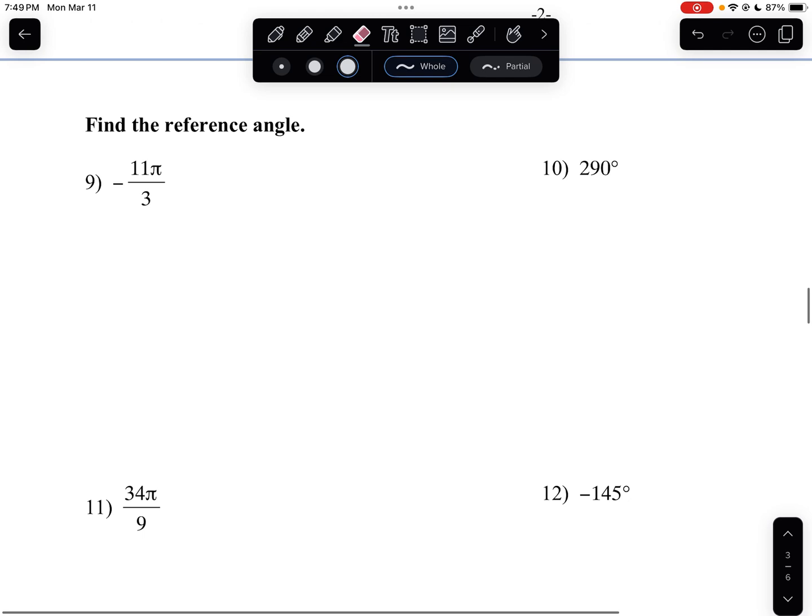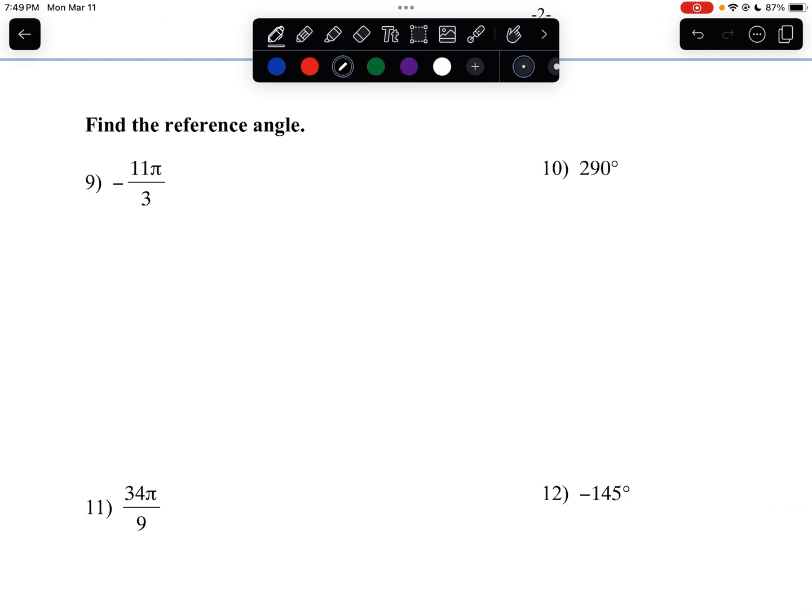Reference angles. So find the reference angles. In order to find the reference angle, I need to graph what the angle actually is. So here, let's graph negative 11 pi thirds.